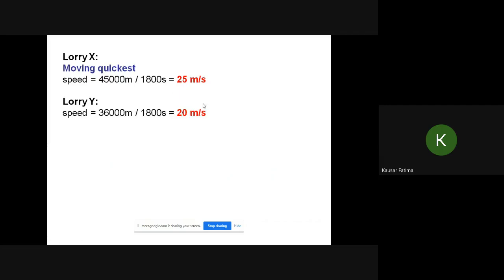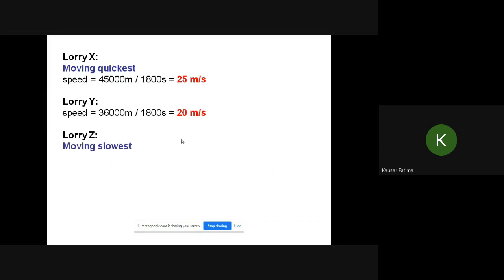For lorry Y, the graph was shown here up to this distance, in the time of 1800 seconds. Of course, it is slow compared to x, so it has covered less distance compared to lorry x. Okay, lorry Y has covered in 1800 seconds a distance of 36,000 meters, so its speed is less.